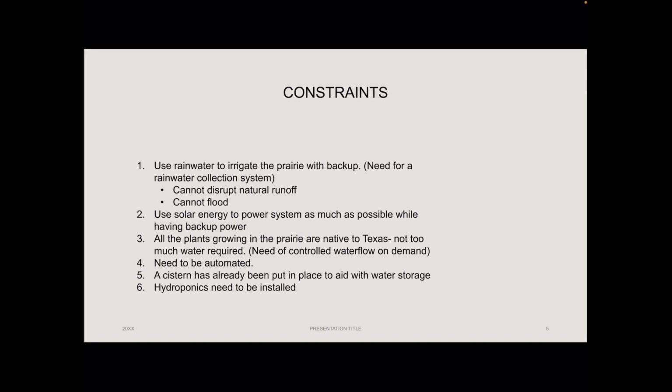And next, we have to use solar energy or some type of off-grid energy as much as possible, and we need to have backup power when needed. We also know that all the plants growing in the prairie are native to Texas, which means that they don't require too much water, but they still need controlled water flow on demand. It needs to be automated, obviously, and a cistern has already been put in place to aid with water storage. So this means that we already have water storage and we don't need to worry about that for this project.